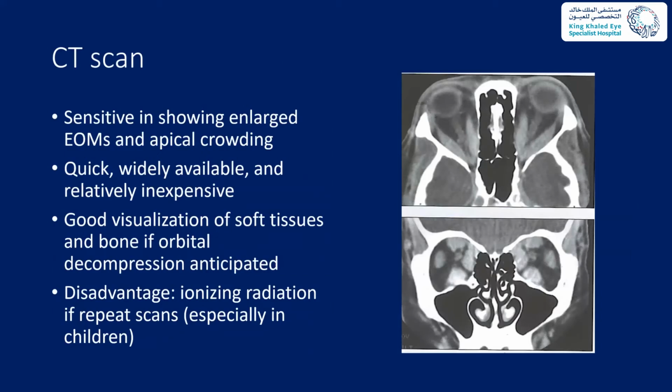CT scans may also be ordered. They're very sensitive in showing enlarged muscles and apical crowding. They're quick and widely available and relatively inexpensive. There's good visualization of soft tissue and bone if orbital decompression is anticipated. But remember that compressive optic neuropathy is based on clinical and radiographic findings rather than the latter alone. A disadvantage is ionizing radiation, particularly if repeat scans are going to be needed, and especially in children.